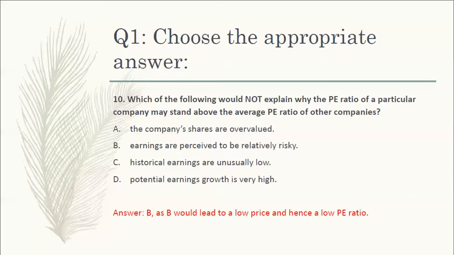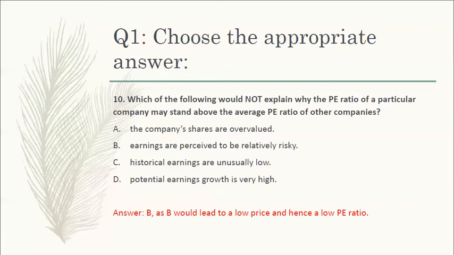So the answer here is B, as B would lead to a low price and hence a low price earning ratio. So the earnings are perceived to be relatively risky. This statement will not explain why the price earning ratio of a particular company may stand above the average price earning ratio of another company.